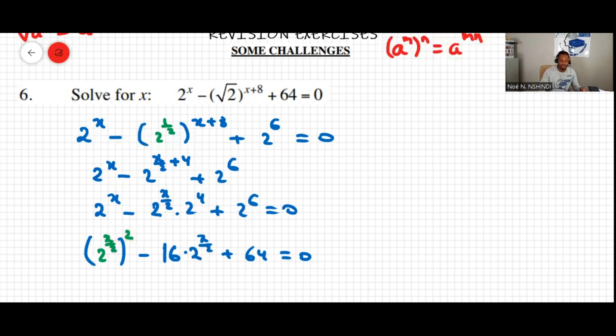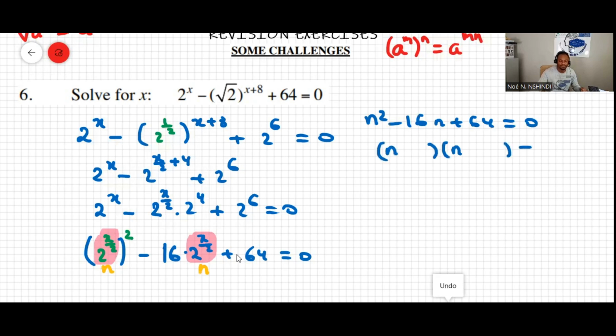Now, note that within the bracket, we have 2 to the x over 2. We can call it a name like a variable, like N. Now, this will make a quadratic trinomial. So this will be N squared minus 16N plus 64 equals 0. Then we can factorize this, okay? We can factorize it, equals 0.